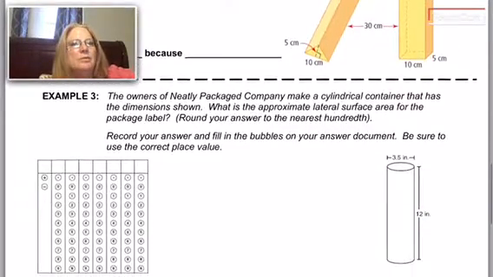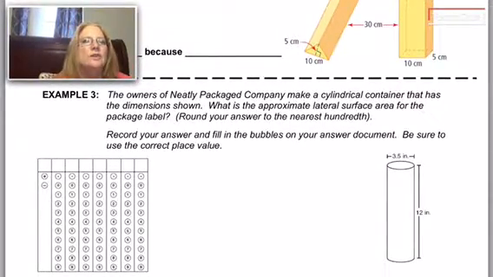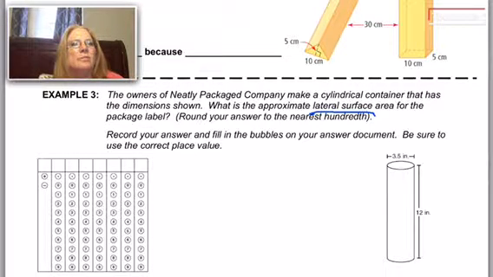Okay, example 3. The owners of Neatly Packaging Company want to make a cylindrical container that has the dimensions shown. What is the approximate lateral surface area? So this time, be careful and see what they're asking for. Here they're asking for lateral, for the packaging label, because the label's just going to go on the outside.